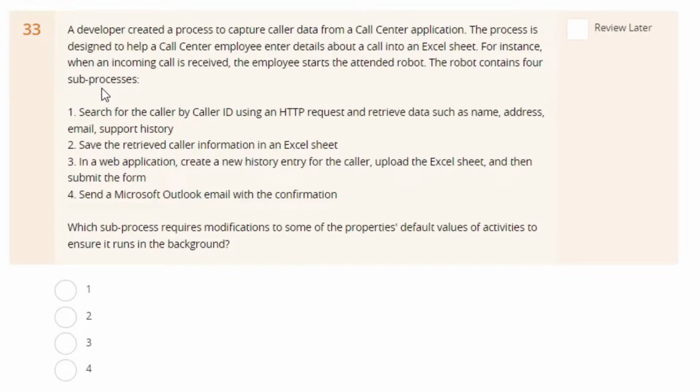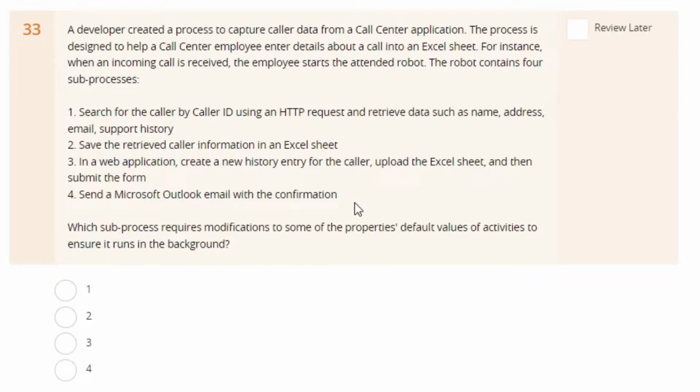First, search for the caller by caller ID using an HTTP request and retrieve data such as name, address, email, and support history. Second, save the retrieved caller information in an Excel sheet. Third, in a web application, create a new history entry for the caller, upload the Excel sheet, and then submit the form. And lastly, send the Microsoft Outlook email with a confirmation.